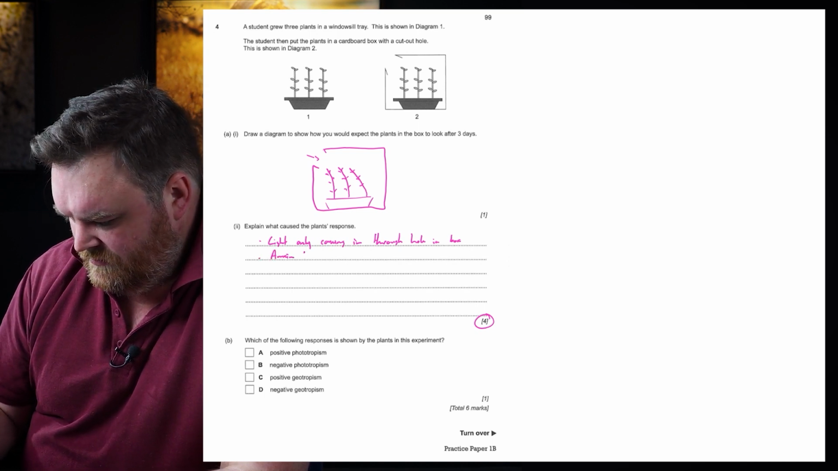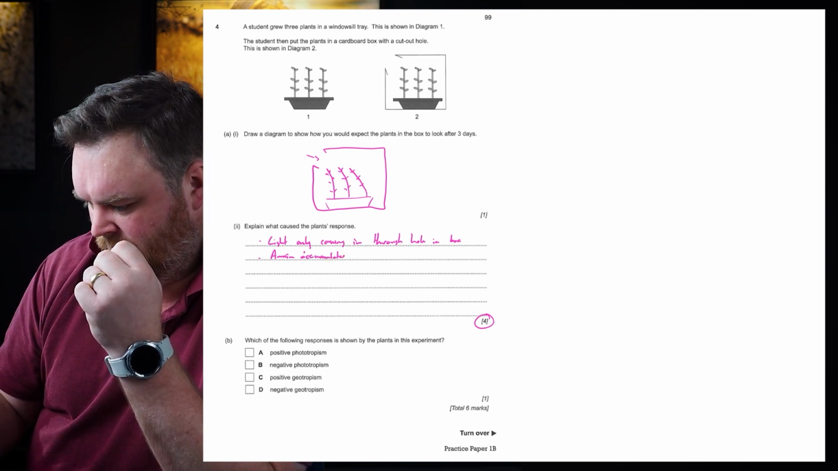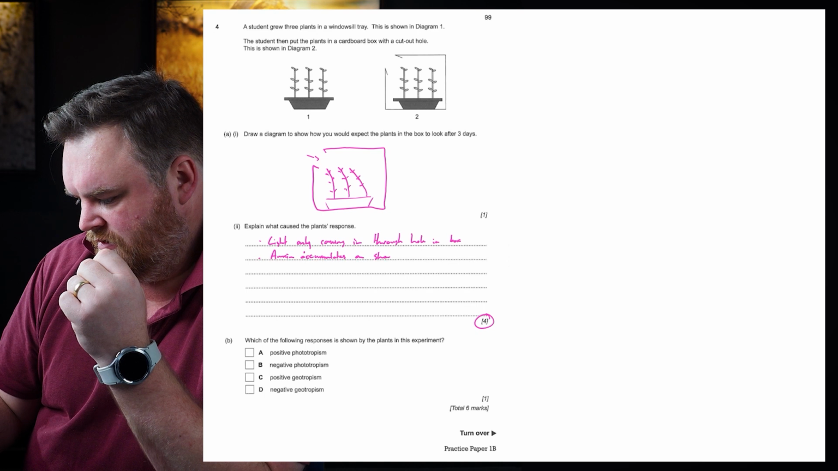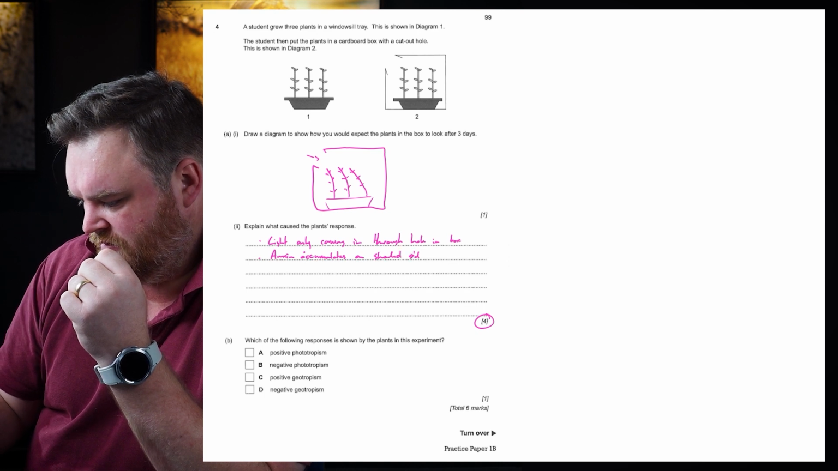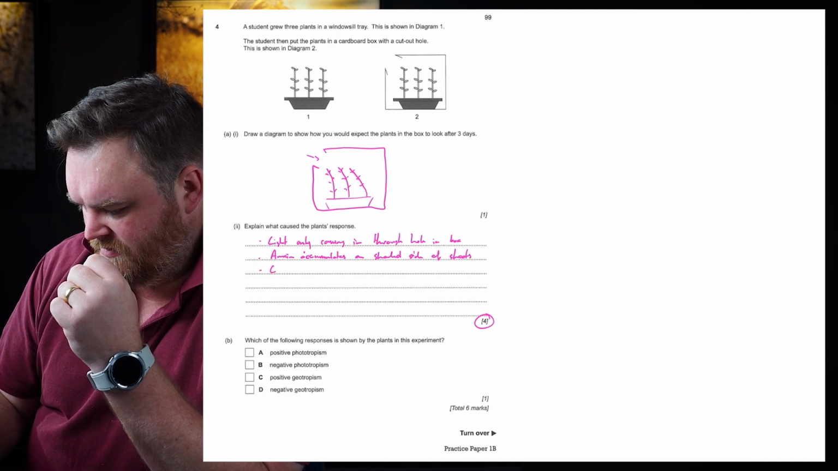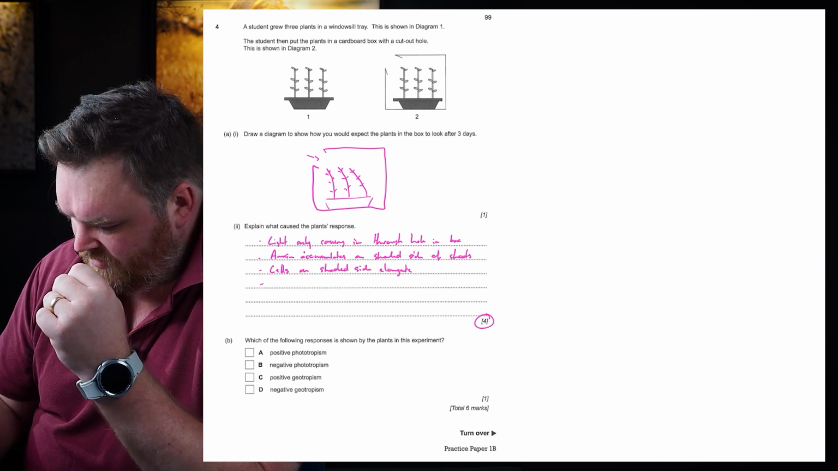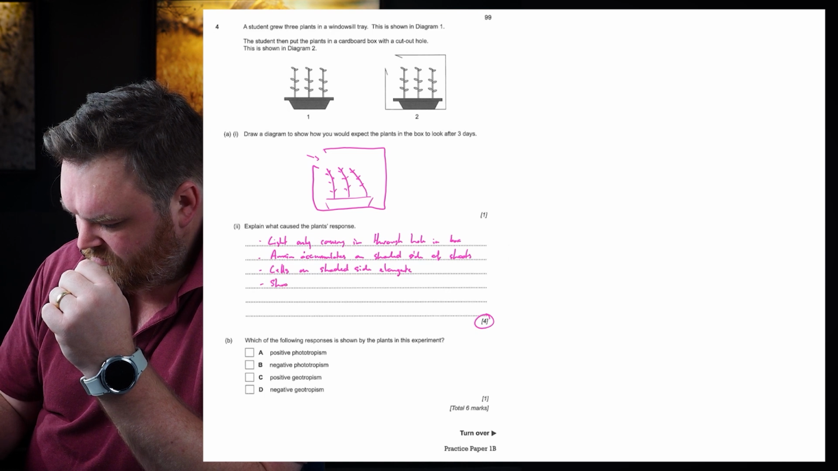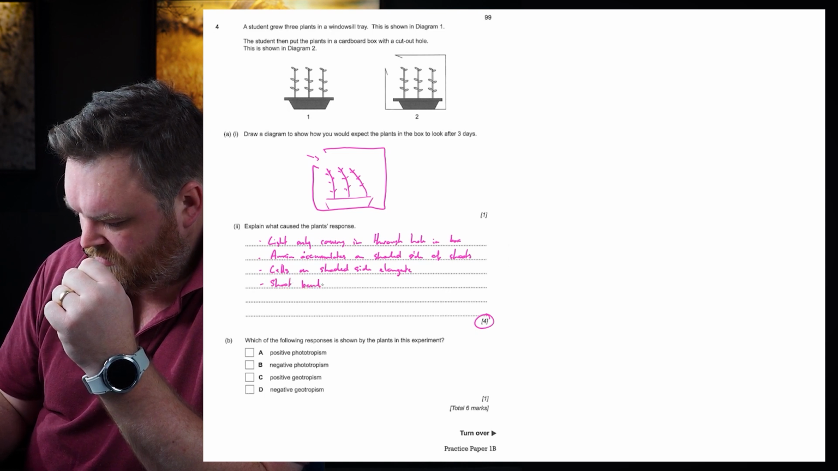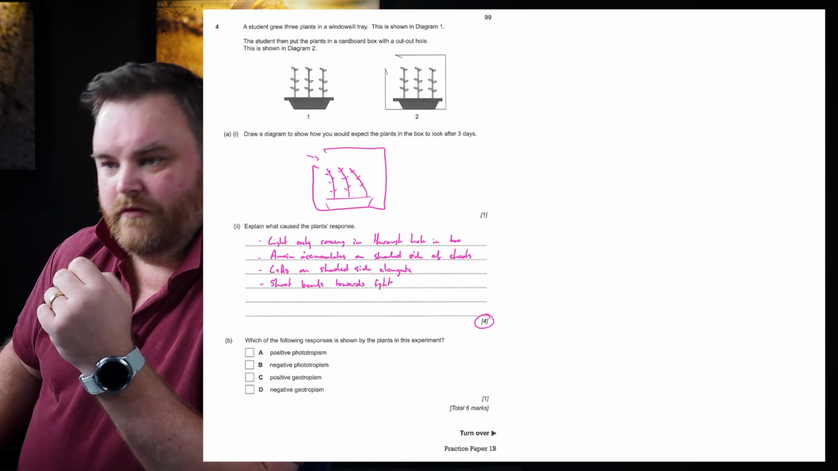to accumulate. So auxin accumulates on the shaded side of the shoots. Cells on the shaded side elongate. The shoot bends towards the light source. Nice, there you go, 4 points, 4 marks.